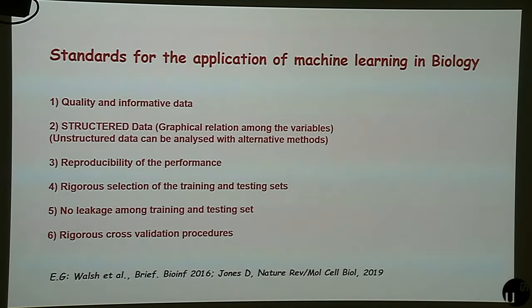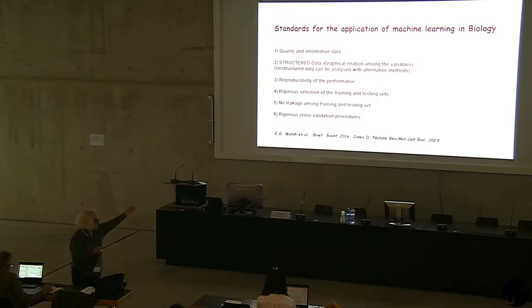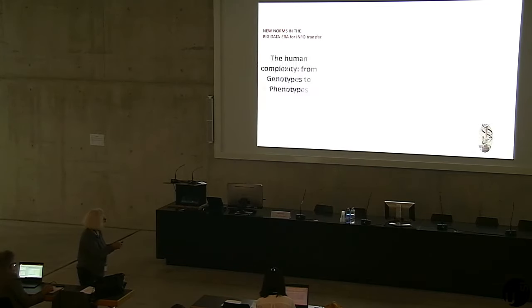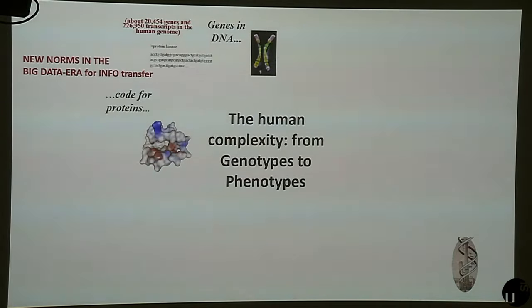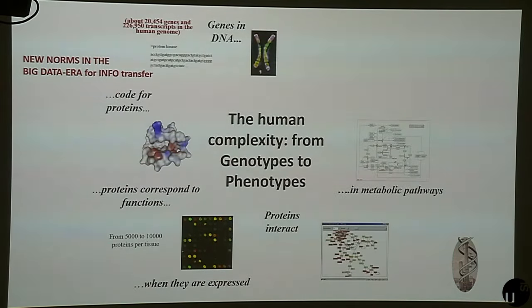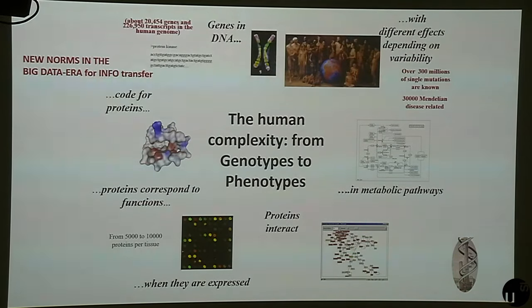For example, even recently, David Jones in Nature Reviews Molecular Cell Biology. So I would like you to be aware of all these items before going on, and before reaching the point in which you should ask yourself why this is so important. Because it's very easy, you know, later on saying, how can we describe the human complexity from genotypes to phenotypes? Fantastic. But remember that each icon here represents what? A specific field of investigation, even in molecular biology.